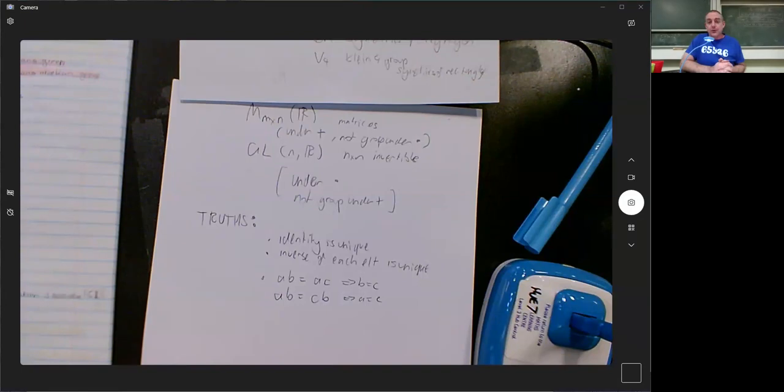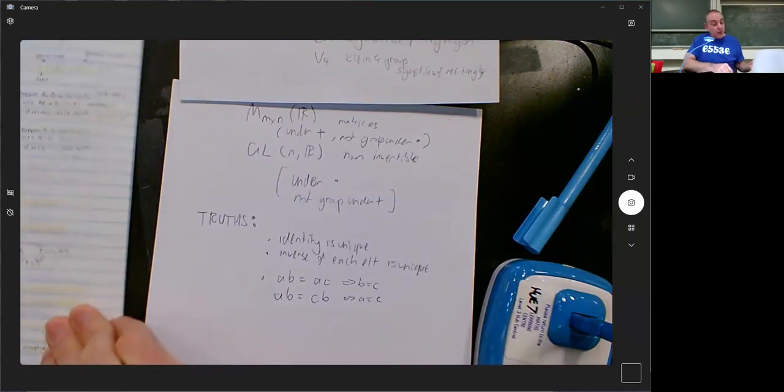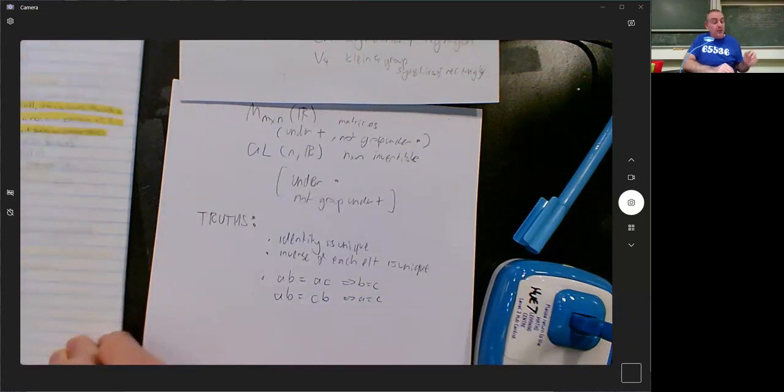And so those are the truths. And so there are lots of truths, and in fact we get more and more and more truths as we go along with various theorems about the sizes of subgroups, basically.